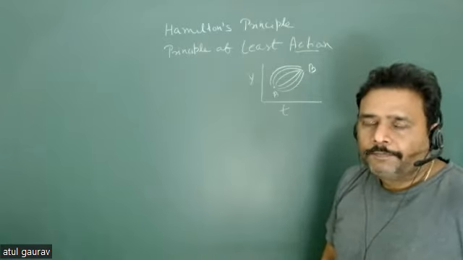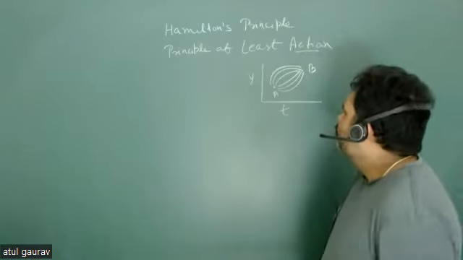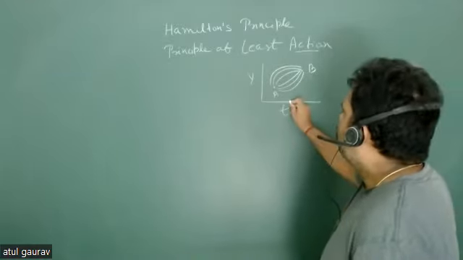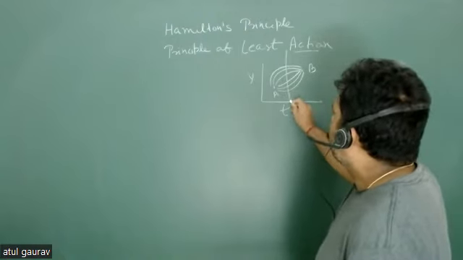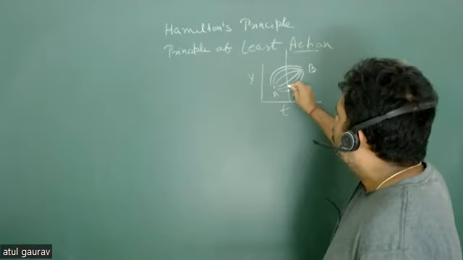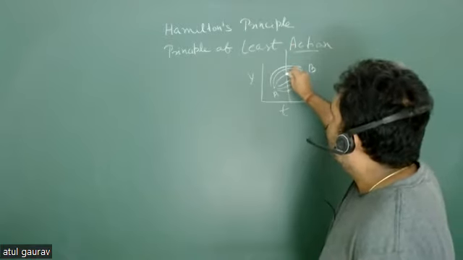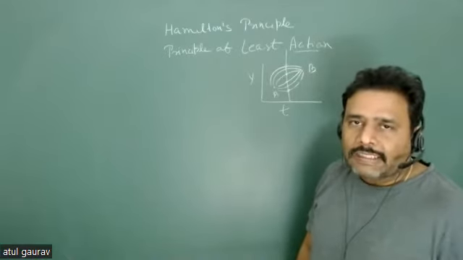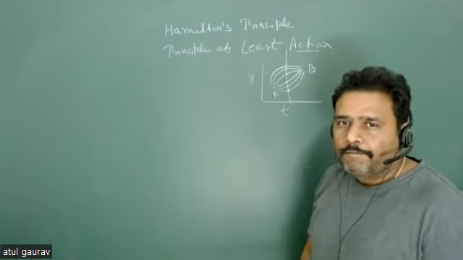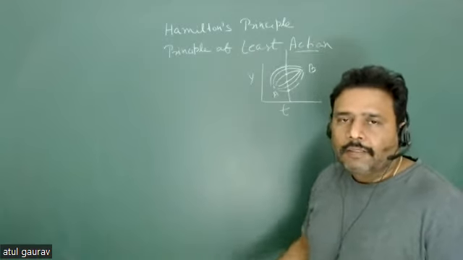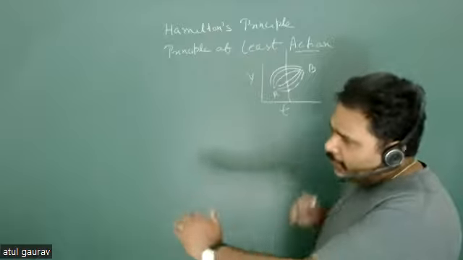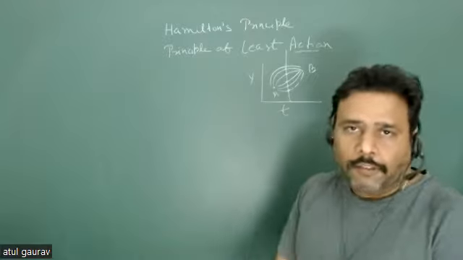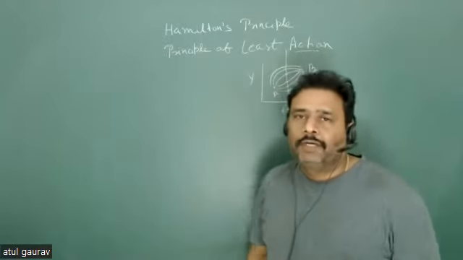Everyone is comfortable? So if you can go from A to B by infinite paths, then at some time t your particle can be there, can be there, can be there. Is that possible in classical mechanics? No, sir. Never. You will repeat this experiment again and again, and the particle will follow the same path.